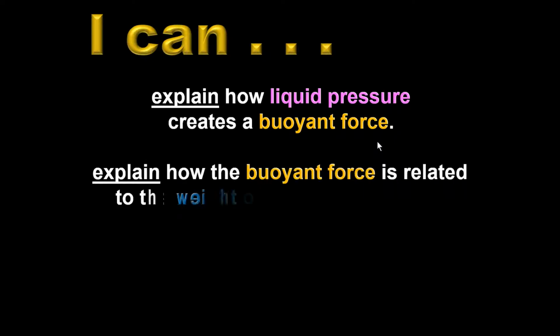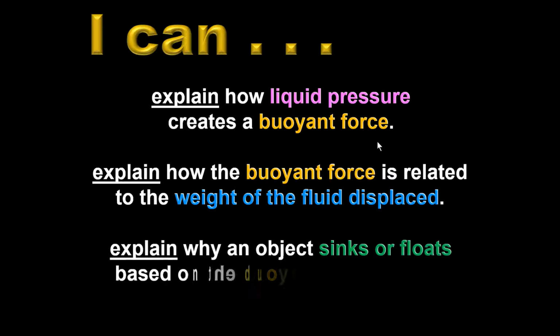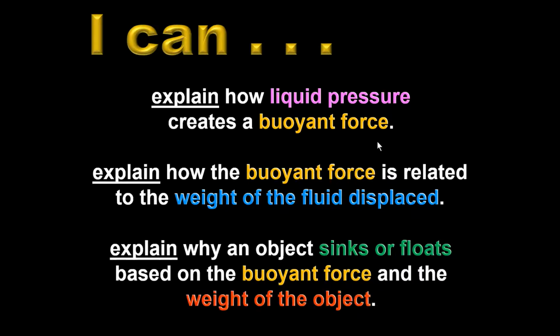And then we would like to be able to explain how that buoyant force is related to the weight of the fluid that is displaced. So when that object is submerged in a fluid, it's pushing fluid to the side, and we call that displaced fluid. And then we'd like to be able to explain why an object will sink or float based on the buoyant force as it compares to the weight of the object itself.